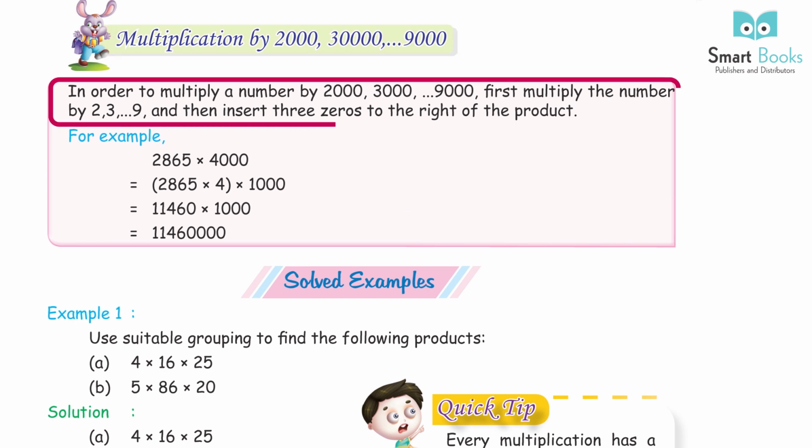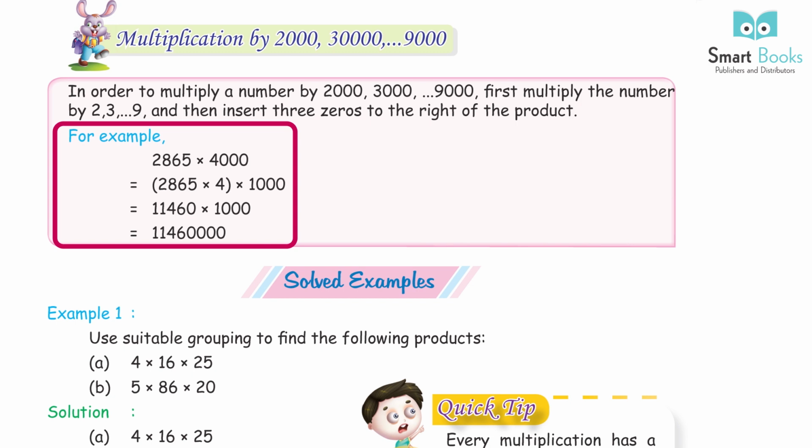Multiplication by 2000, 3000, 9000. In order to multiply a number by 2000, 3000, 9000, first multiply the number by 2, 3, 9 and then insert 3 zeros to the right of the product. For example, 2865 into 4000 is equal to 2865 into 4 into 1000, which is 11,460 into 1000, which is 1 crore 14 lakh 60,000.